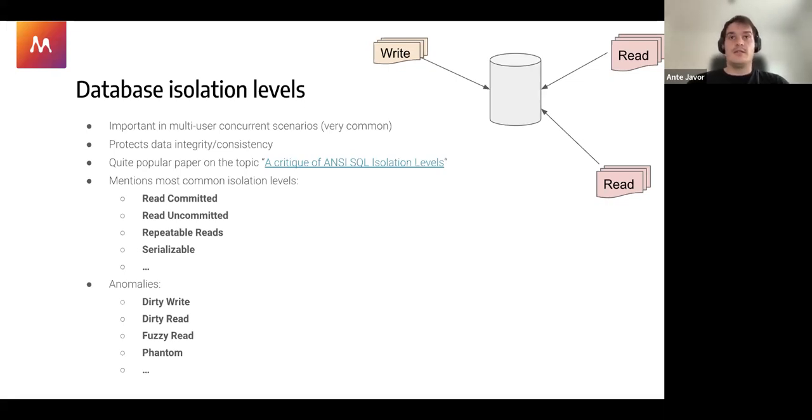But generally speaking, it is a solid ground for understanding what is happening with isolation levels and why they are there. So the isolation levels mentioned in that paper are read committed, read uncommitted, repeatable read, and serializable. And there are also some anomalies mentioned: dirty write, dirty read, fuzzy read, and phantom. But there is also a bunch of other anomalies and other isolation levels out there in the world. These are just some of them mentioned in the paper, but they are enough to put your head around the basic isolation levels in databases.